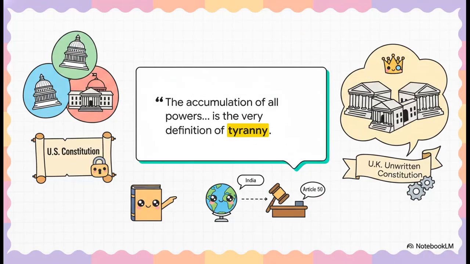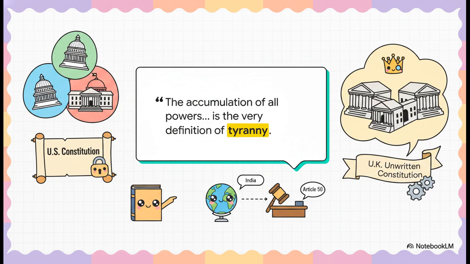Listen to how bluntly the founding fathers of the United States viewed this threat. James Madison, totally echoing the French philosopher Montesquieu's famous 1748 warning, basically said this: if you put the power to make the laws, enforce the laws, and judge the laws into the exact same hands, you have literally designed a tyranny. Period. No way around it. The U.S. took this absolutely to heart, with a rigid, written constitution enforcing strict separation. But not everyone does it this way.